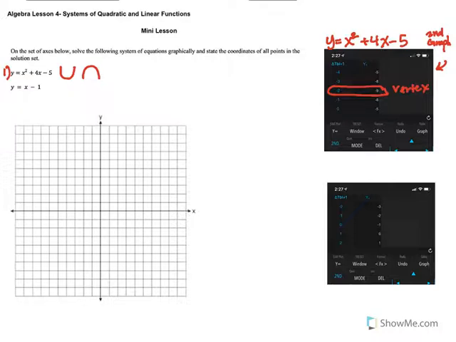So I'm going to go ahead and graph my vertex. I'm going to graph -2, -9. 1, 2, 3, 4, 5, 6, 7, 8, 9 right here.